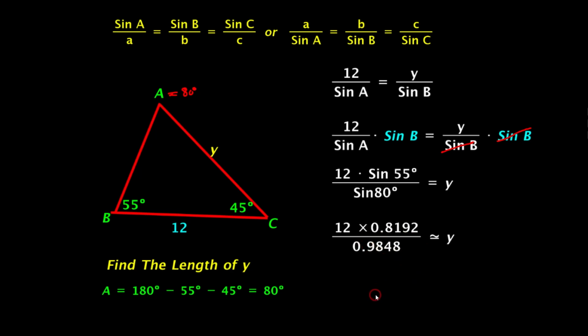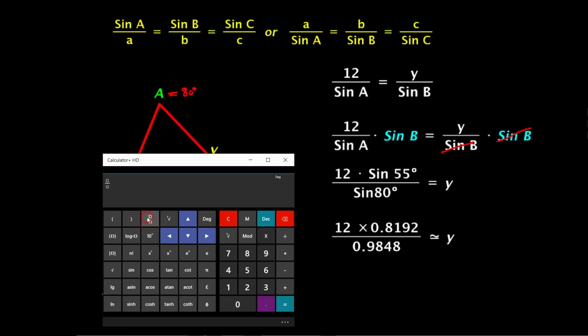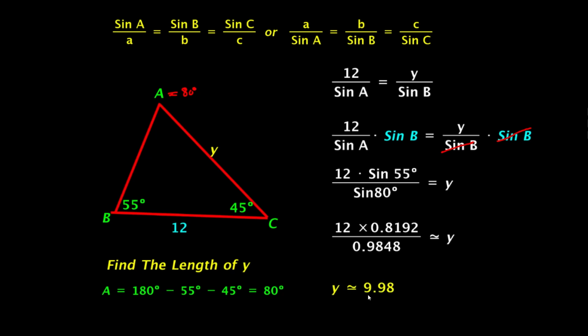Now let's get the simplified value. We use the fraction service from the calculator. It's faster. We have a fraction option to use. So 12 times 0.8192, all divided by 0.9848. So we just find the value with a click. The value simplified is 9.982. We can simply take y equals 9.98. So the value of the missing side is 9.98, and we can round up the value as 10. So we have used the sine law to find the missing side y, and we are done.